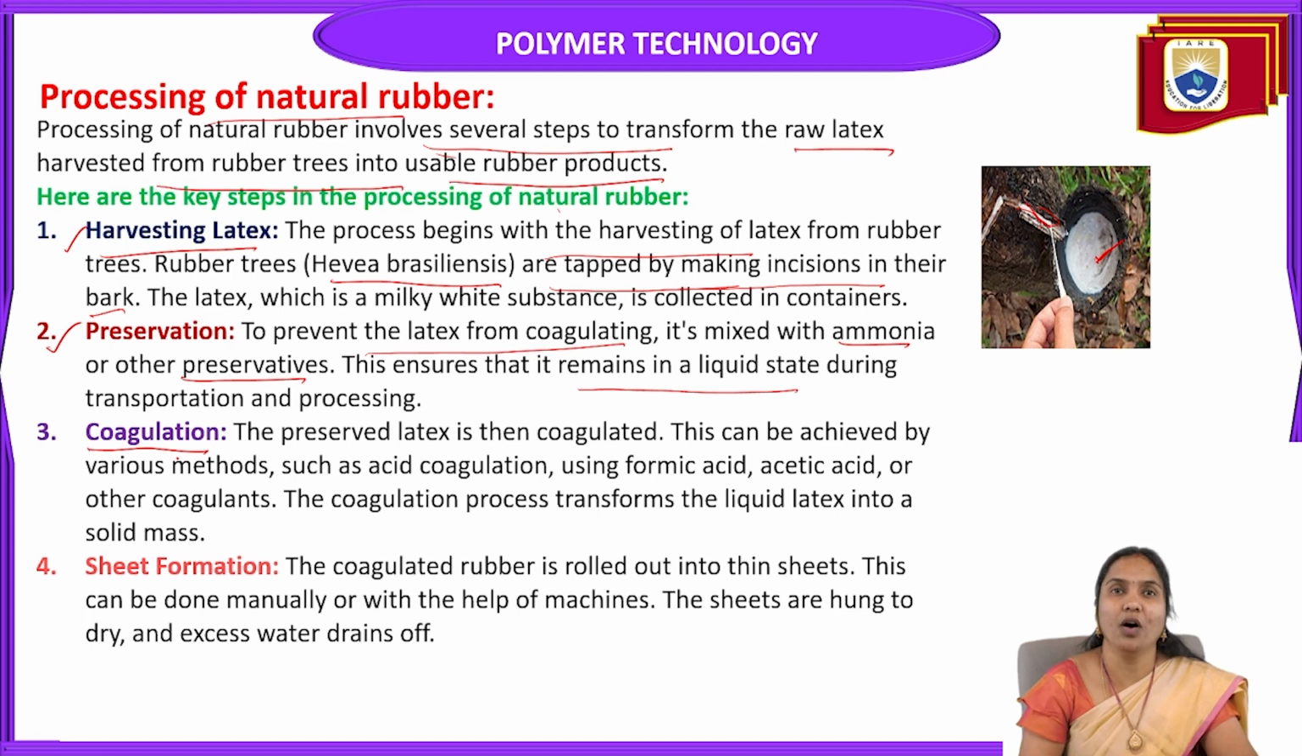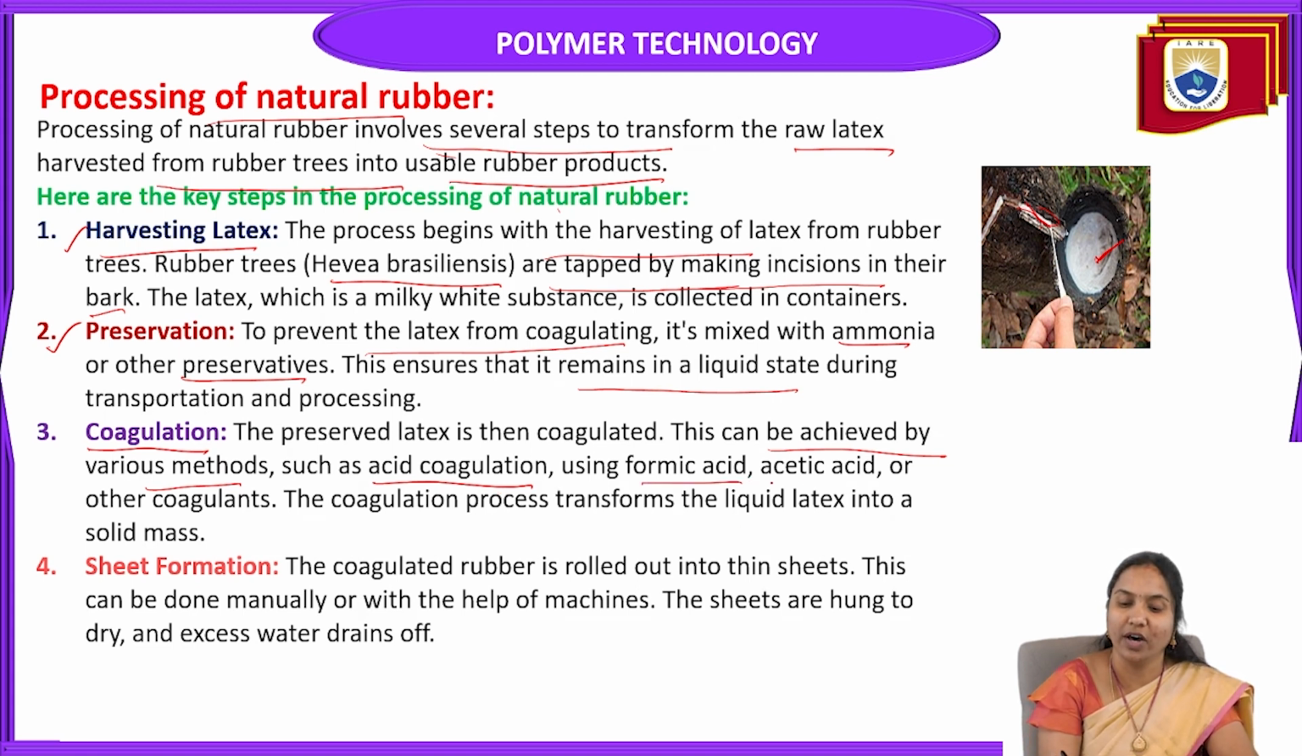And third one is coagulation. After completing the second step, the preserved latex is then coagulated. This can be achieved by various methods, such as acid coagulation. For that purpose we are adding formic acid or acetic acid or other coagulants.